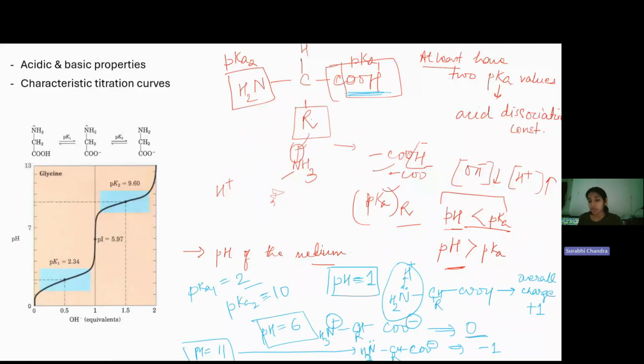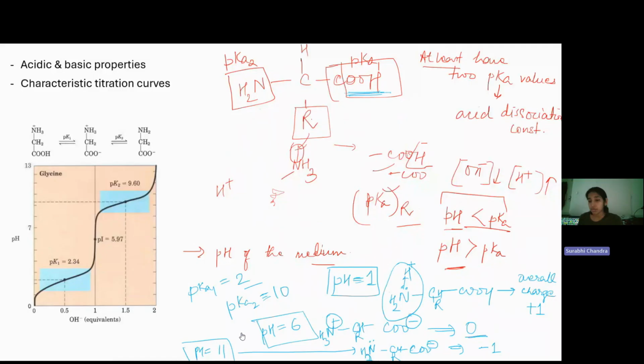Now if the pH is 1 in this case, the surrounding medium becomes more acidic. There are more H plus ions in the surrounding, so this COO minus takes up that H plus ion from the surrounding and exists as COOH. However, this still exists as NH3 plus. So the overall charge on this particular amino acid is +1.